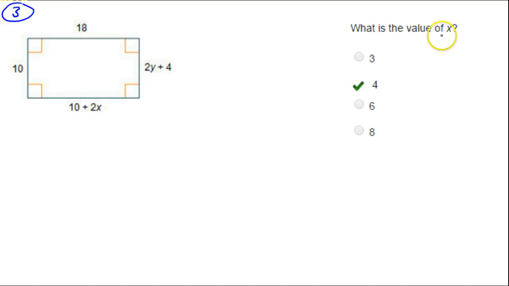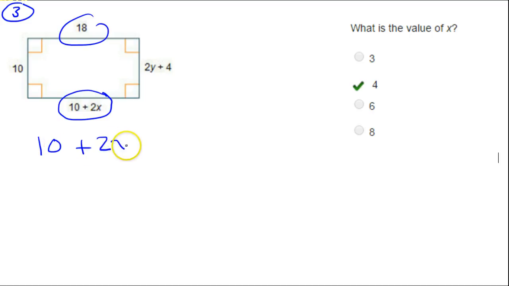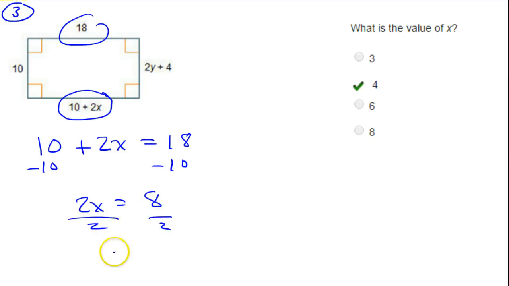They want to know what's the value of x. Well, this is a rectangle, I can tell because of the 4 right angles, which means it's a parallelogram, and the opposite sides should be congruent. So for example, this and this should be congruent. That means 10 plus 2x should equal 18. I subtract 10 from both sides, 2x is equal to 8. Divide by 2, x is equal to 4. Makes sense?